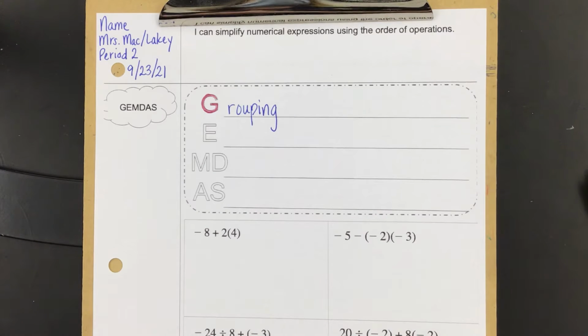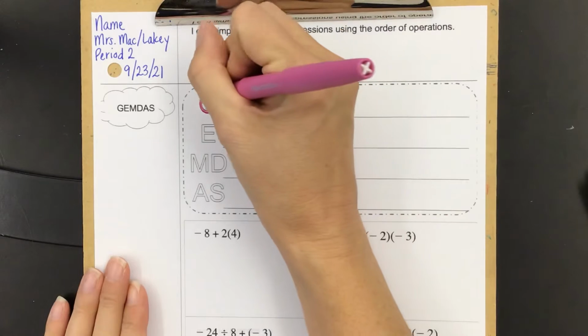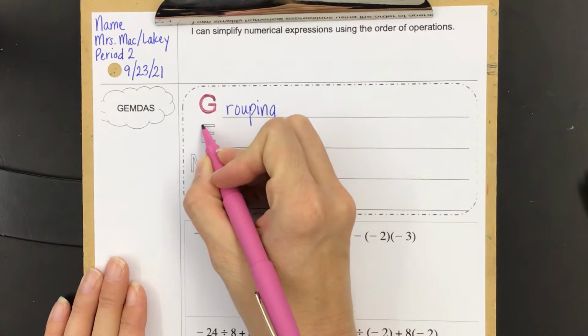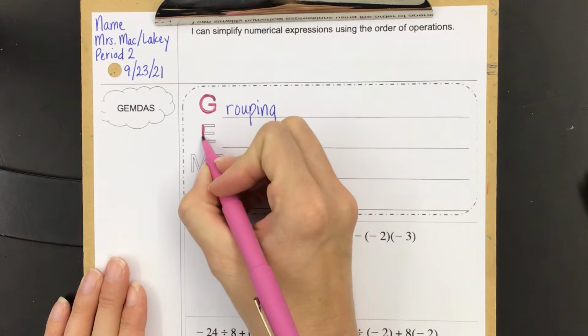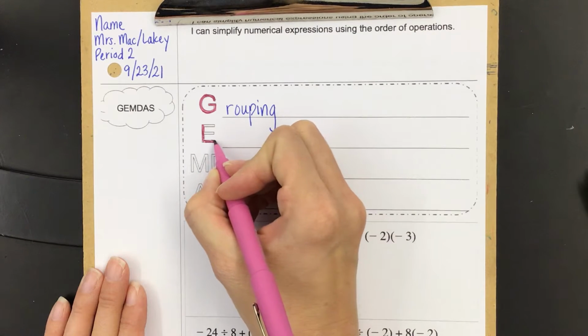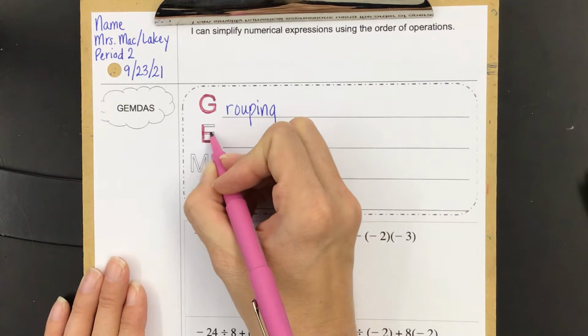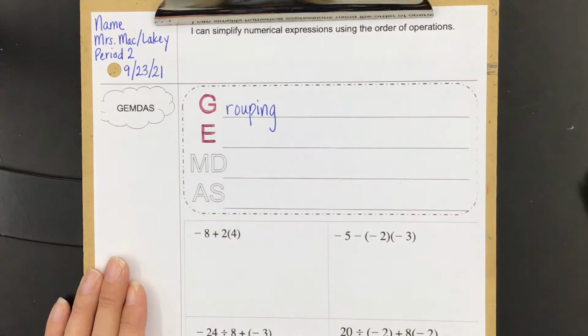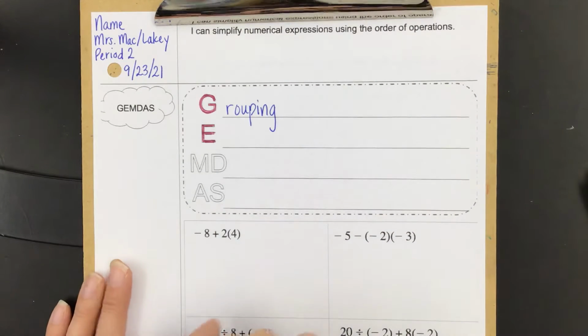After you're done simplifying all of your grouping, then we are going to simplify the exponents. And again, we're not actually going to see exponents today. I'm going to be introducing one thing at a time, and grouping and exponents will be another day.